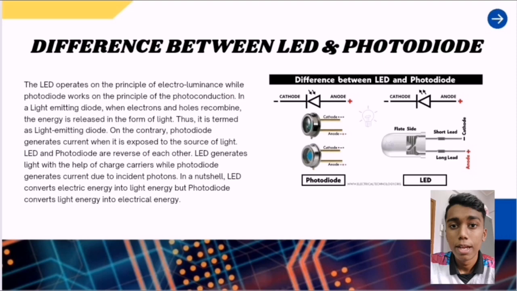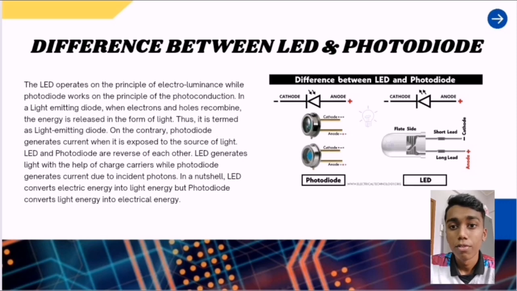Difference between LED and photodiode. The LED operates on the principle of electroluminescence, while a photodiode works on the principle of photoconduction. In a light-emitting diode, when electrons and holes recombine, the energy is released in the form of light. Thus, it is termed a light-emitting diode.